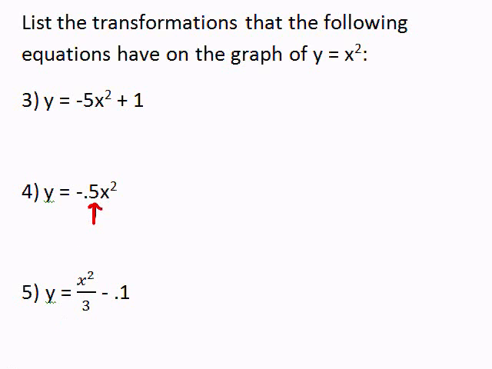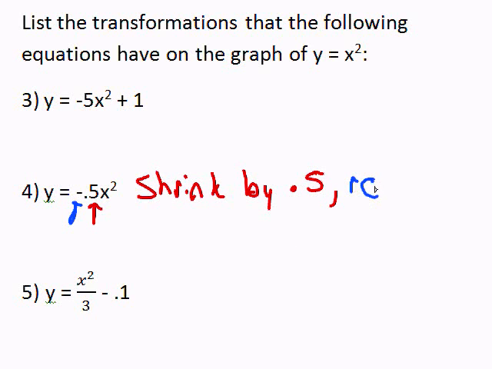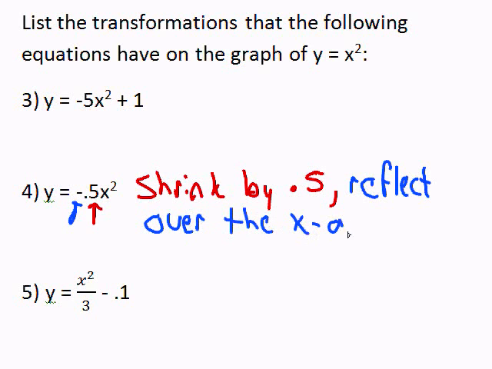Okay, for number 4, I noticed that there was a 0.5 and there was a negative, so that 0.5 made me shrink by a factor of 0.5. For right now, I'm just going to say by 0.5 to abbreviate. And the negative causes me to reflect over or in the x-axis. Since there's no addition or subtraction, it does not shift the graph up or down at all.